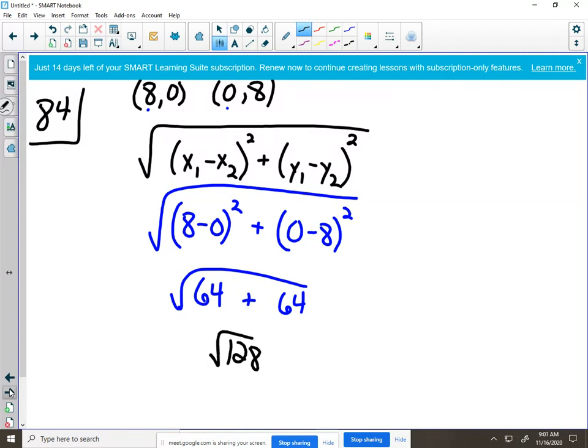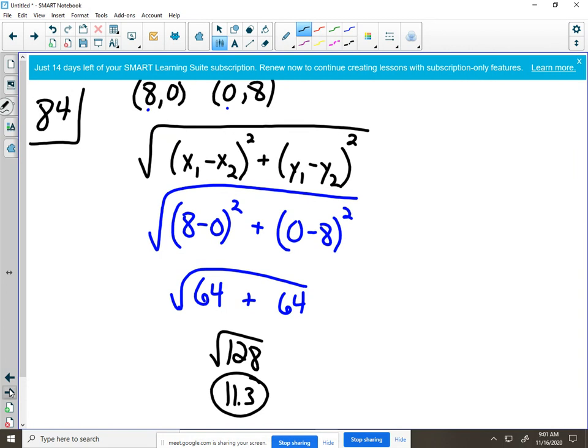Then did you get 128? And then you get... Okay, and what did you get there, Connor? Did Taylor help you out? Looks like she got it already. 11.3. 144 would be 12, 121 would be that. 11.3. Okay, very good.